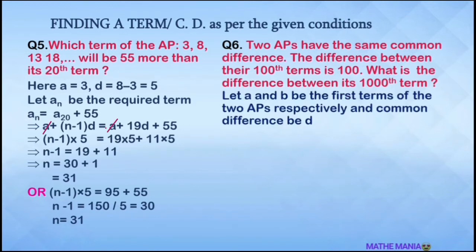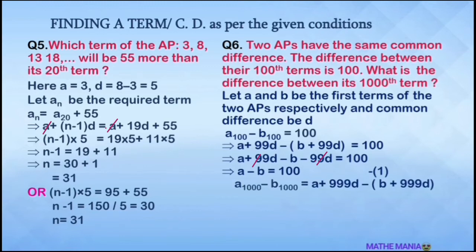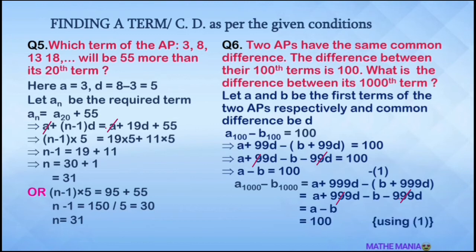So a and b are the first terms of these APs, and a100 minus b100 is given equal to 100. Applying the formula, (a plus 99d) minus (b plus 99d) is equal to 100. 99d will cancel, and so we get the equation a minus b is equal to 100. Now we are asked to find a1000 minus b1000. So it will be equal to (a plus 999d) minus (b plus 999d). Opening the brackets, these two terms will cancel, and we are left with a minus b, whose value we have already found in equation number 1. So replacing it, we get the value is equal to 100.